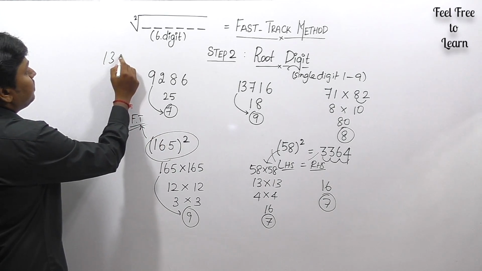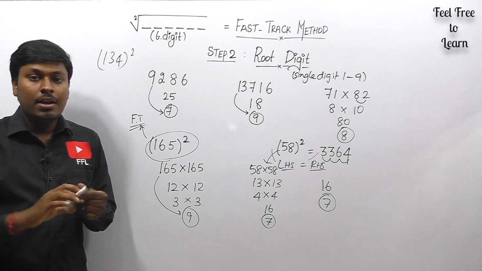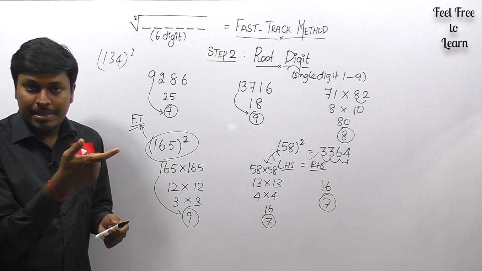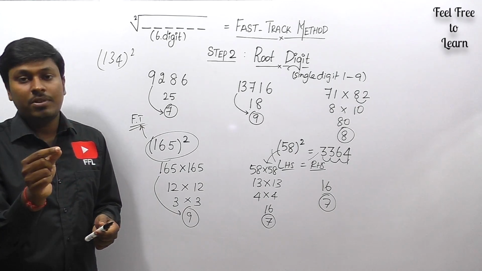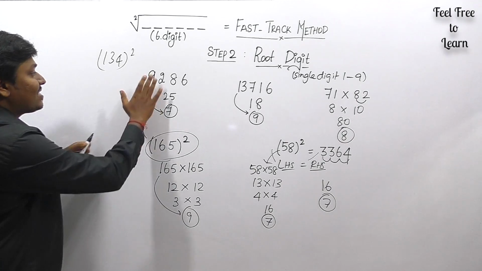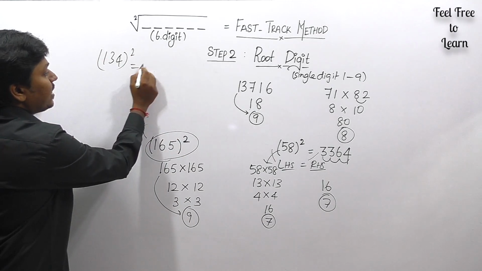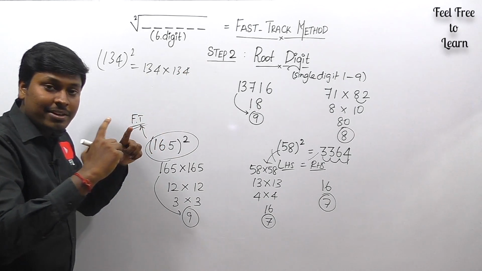So 165 square. For example, I can say another number, right? So 134 square. So the root digit of 134 square, you need to think in your mind itself. 134 square, 134 into 134. So 4 plus 3 will be 7, 7 plus 1 will be 8. So 8 into 8 will be 64, 6 plus 4 will be 10, 1 plus 0 will be 1. Got it, right? So a little bit faster, right?